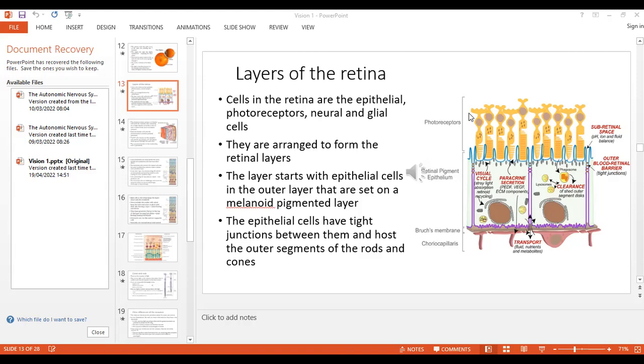Now, the epithelial cells have tight junctions between them and host the outer segments of the rods and the cones. So remember again, we talked about the rods and the cone cells. We said these are light sensitive cells. We'll talk about them more in detail as we go on.